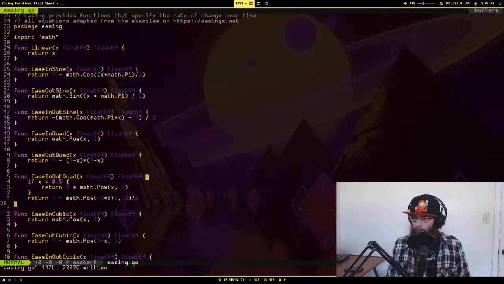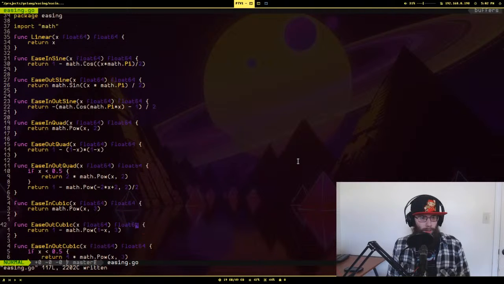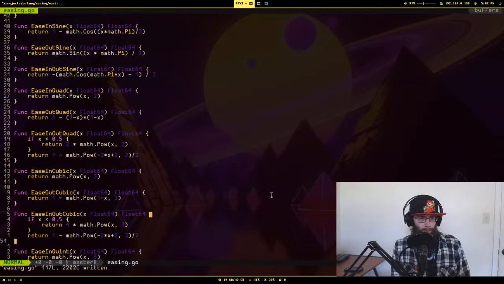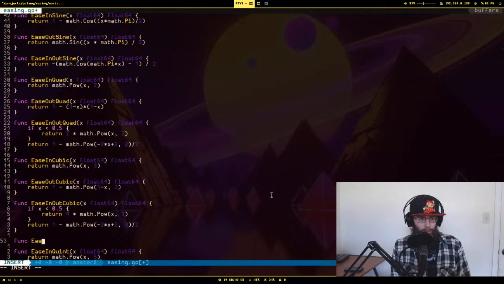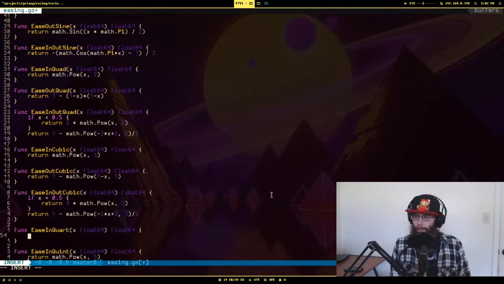Let's see, I did cubic. I did quart. Quad, cubic. Wait, did I do quart? No, I didn't do quart. Cubic, wait, yeah. Ease in quart. Guessing it's just x to the third, x to the fourth stuff, right? Return math.Pow x to the fourth.